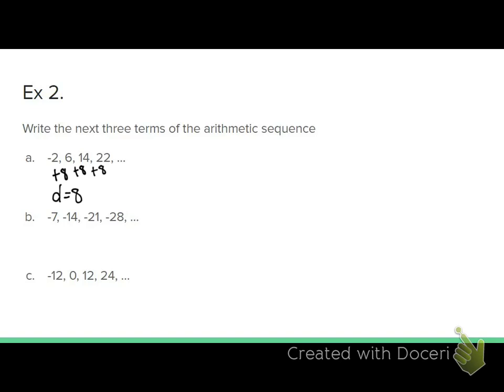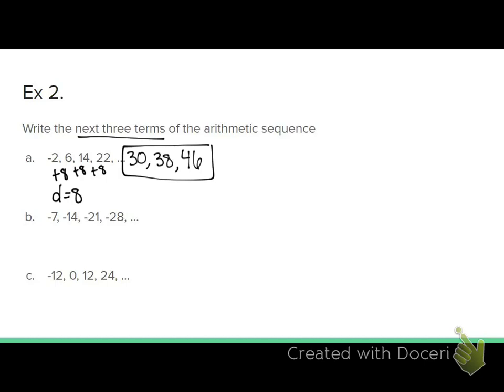So what would be the next term of this sequence? 30. What would come after that? 38. And the one after that? 46. Okay, we listed out 3 because they said the next 3 terms. Okay, go ahead and try B and C. See if you can figure out what the common difference is and what the next 3 terms should be.